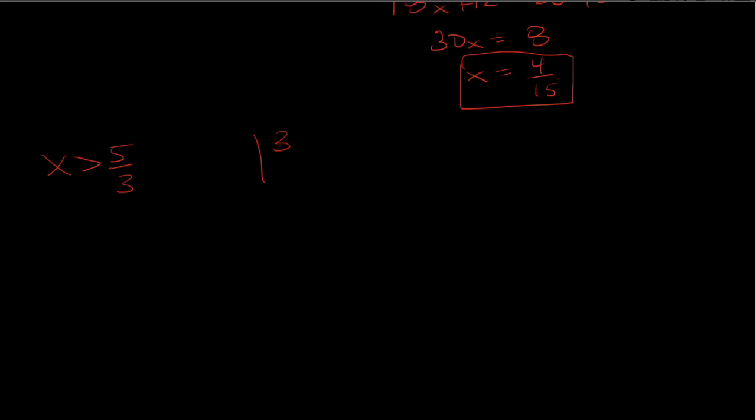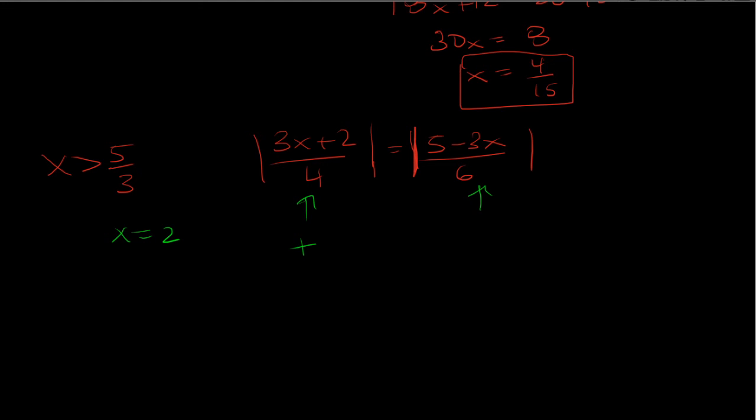So again, we have (3x + 2)/4 equals the absolute value of (5 - 3x)/6. For this one, you want to pick a number that's bigger than 5/3, so let's say 2. If I plug in x equals 2, this is positive. Plug in x equals 2, the inside is negative. Remember, we're just plugging in the inside, we're not using the absolute value. When it's positive, we can just remove the absolute values. When it's negative, we have to throw in a negative.